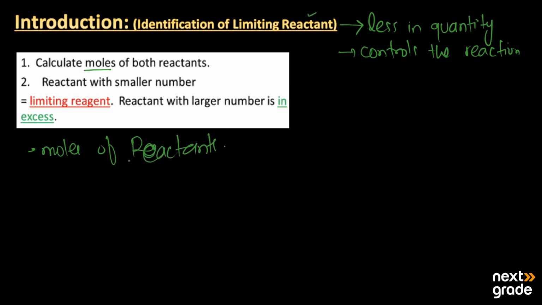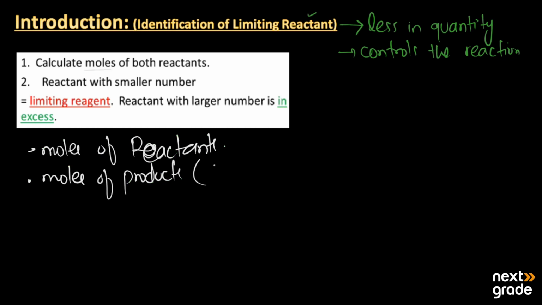When we find the number of moles of the reactants, the next step is to find the moles of the products. We can find the moles of the products by a method that we have already used in stoichiometry calculations, which is the comparison method. So with the help of the comparison method, we can find the number of moles of the products. And the last, third step is to identify the reactant.